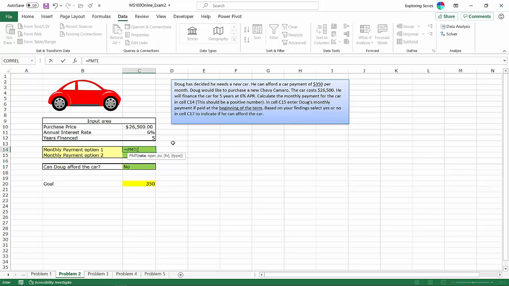The first argument of almost every financial function is rate. So we're going to grab the annual interest rate. But remember, when you see the word rate, it's actually the periodic interest rate, the rate per period, which in this case is not 6%. It's 1/12 of 6% because you're making monthly payments. So we're going to divide that 6% by 12. Okay, first step.